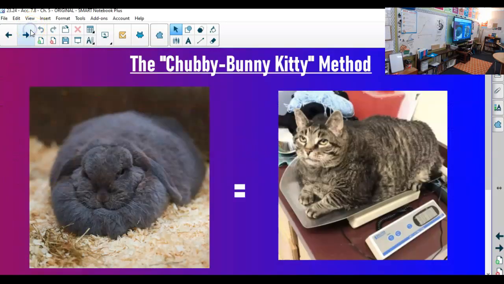So, guys, here's our question. When will the chubby bunny weigh the same as the chubby kitty? Now, why can we say with certainty that they will eventually be equal? Ella, you just got back, so we're going to skip you for now. Will, can you tell us how we know that at a certain point my chubby bunny will be equal to my chubby kitty?